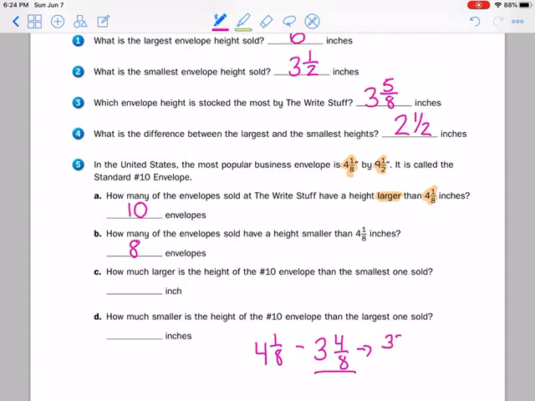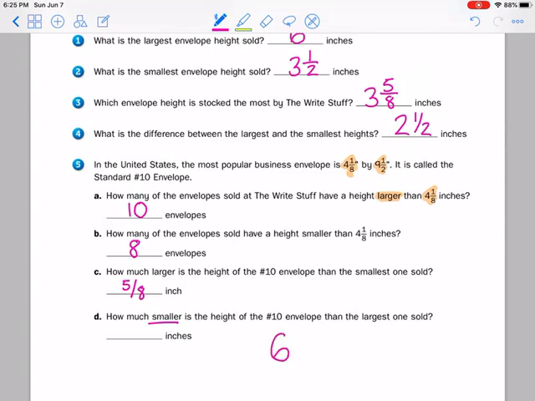So 4 1/8 would be 33/8 minus 28/8. And you should get 5/8. So the height of the number 10 envelope is 5/8 of an inch larger than the envelope that was sold at the stationery store. So how much smaller is the height than the largest one sold?